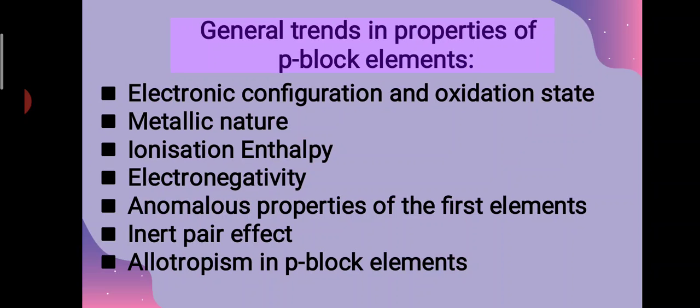So the example we saw was aluminium and thallium. The group oxidation state for group 13 is +3, but only aluminium is showing the +3 oxidation state. If you take thallium, it is showing +1 instead of +3. Finally, we saw allotropism. Allotropism means same physical state but different crystalline or molecular forms. We had so many examples.